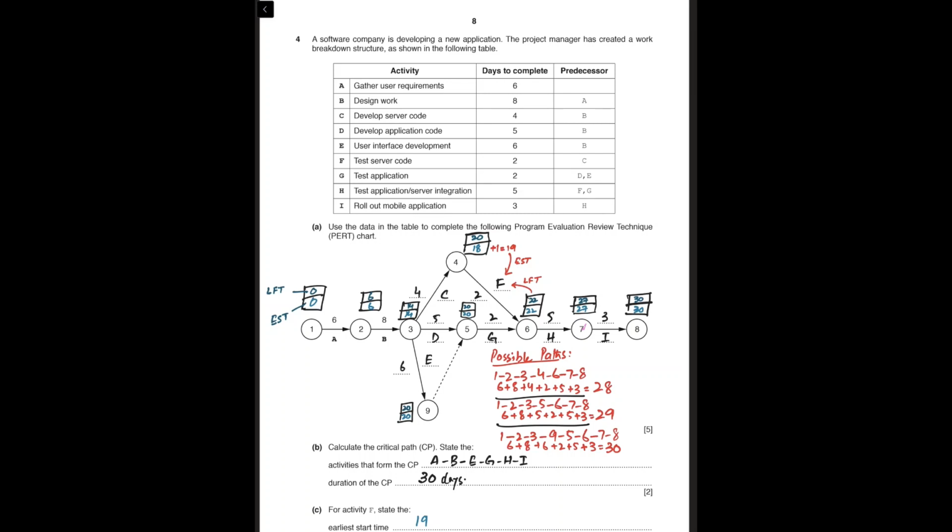So H starts afterwards, and after H we have I, which starts after H, and this way the whole PERT chart ends at node 8. Now this is part B, question 4: calculate the critical path.